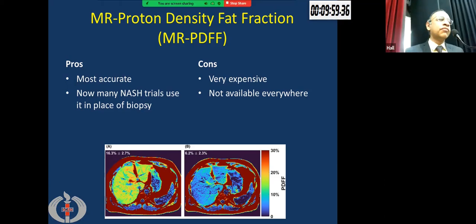And even now, many trials conducted worldwide are using MR PDFF in place of liver biopsy, but it is very expensive and obviously not available everywhere. So if you get a chance to see patients who have undergone MR PDFF, if the fat is higher, then you'll see more of yellow. If the fat is low, then you'll see more of blue.